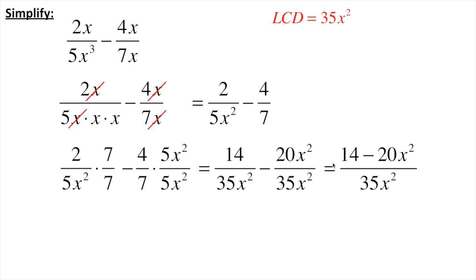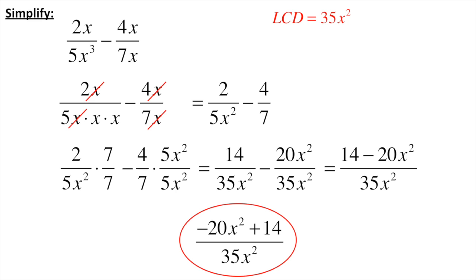Notice here how this 14 is a positive number. The 20 is a negative number, so that negative is going to stay with it. The negative will come out in front, and the 14 will remain positive. I just moved this 20x squared out in front here because that's what we call standard form. Now, this is your final answer on this one. We can't reduce any further than that.